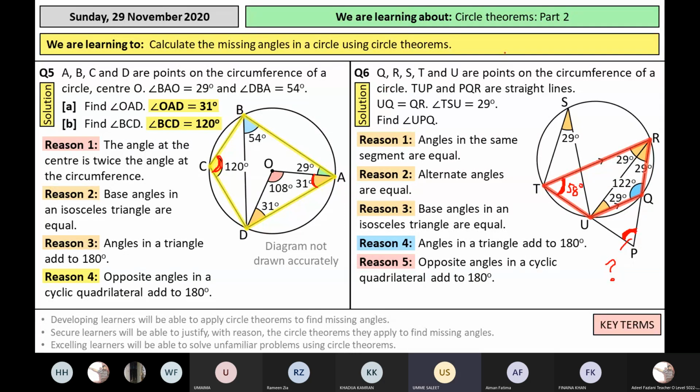Sir, 122 will come. Who is saying? Salid. Sir, 180 minus 58 it will be, right? It's not only 158. No, sir, not 158. 58 minus 180. Sorry, 180 minus 58. 58 plus 58, and the answer will be subtracted from 180. All right. So what is your final answer then? Your final answer is 64.